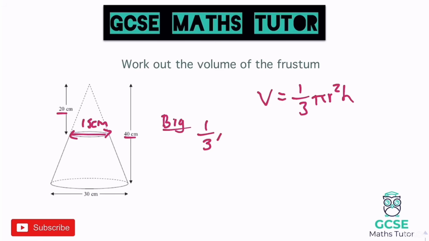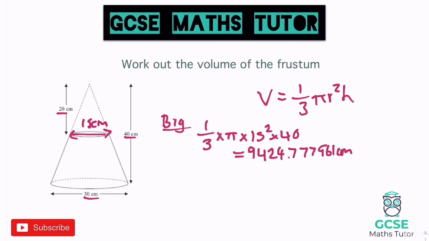So it's 1/3 times pi times the radius squared. Now careful, because it's not 30, it's 15, half of that, so 15 squared, times the height, which is 40. So typing that all into the calculator, I can leave that in terms of pi, or I can write out the full decimal, and it comes out as 9424.777961 centimetres cubed.